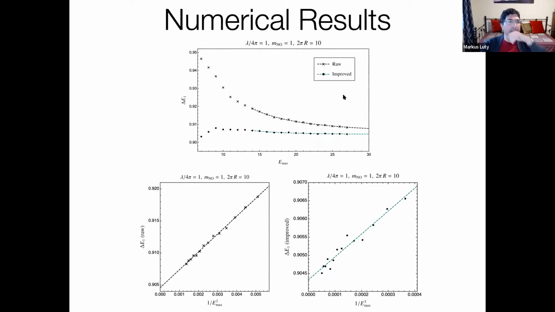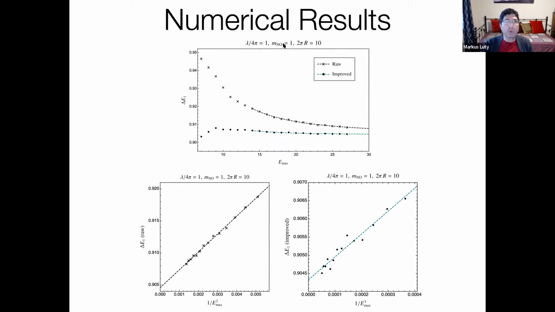Okay, so here are some plots that show you that it works. In this first diagram, I'm increasing Emax, which is ET, it's the same thing. As I increase ET in some units, I see that the raw truncation does improve, but the improved one is better. Now from this plot, you can't see what the powers are. So to see the powers, I plotted the error in the raw truncation as a function of 1 over Emax squared, and the error in the improved approximation as a function of 1 over Emax cubed. And you see that they are very nicely straight lines.